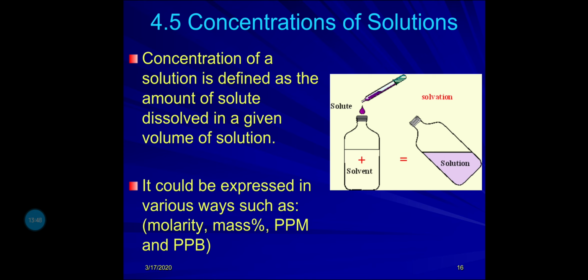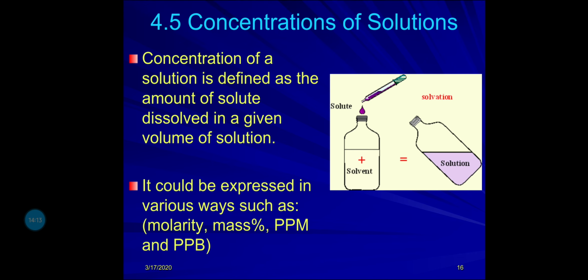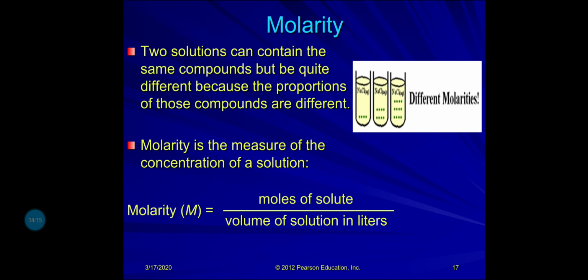Now, concentration can be expressed in several ways. One of the most important concentration representations is molarity. Others are mass percentage, parts per million, and parts per billion. First, molarity.